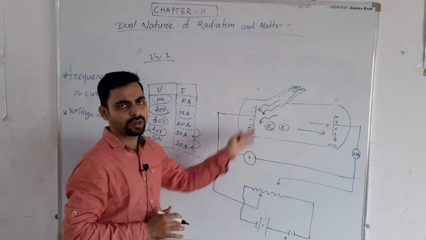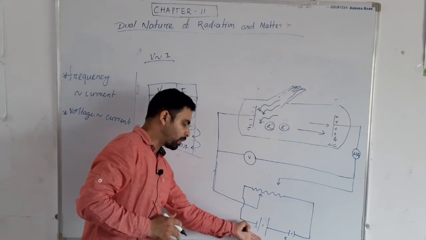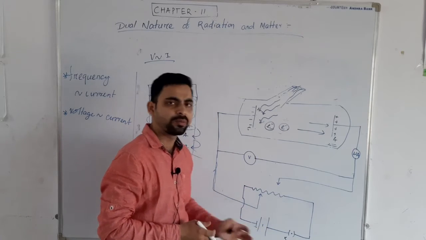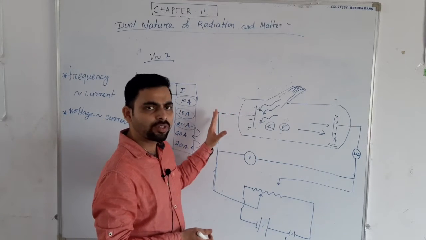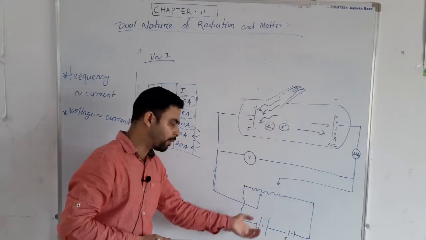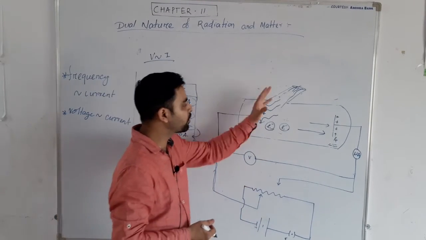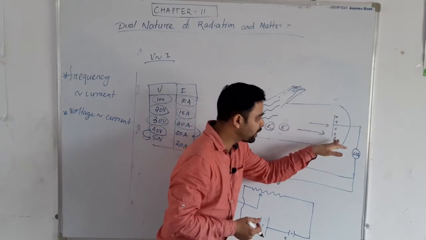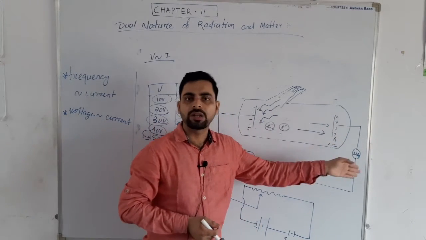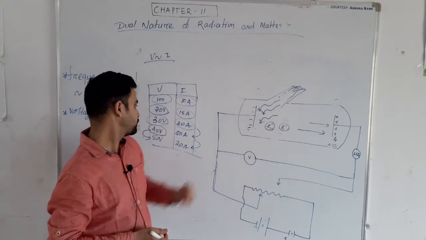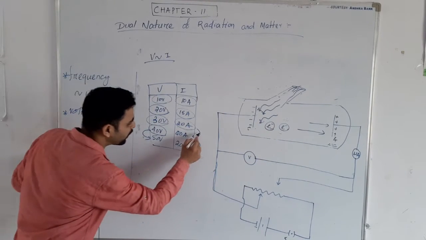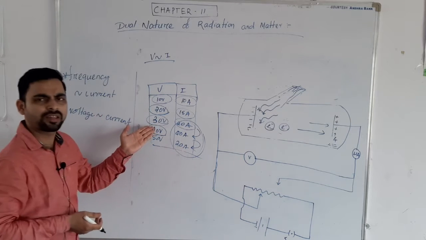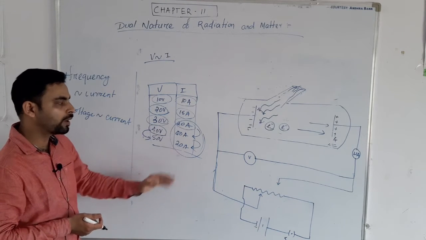Why? Because the battery pushes the electrons. If we increase the potential, it pushes the electrons more forcefully, so more and more electrons reach plate A, and ultimately I get more current. But here, why is the current value not increasing? We are increasing the voltage, but the current value is not increasing.